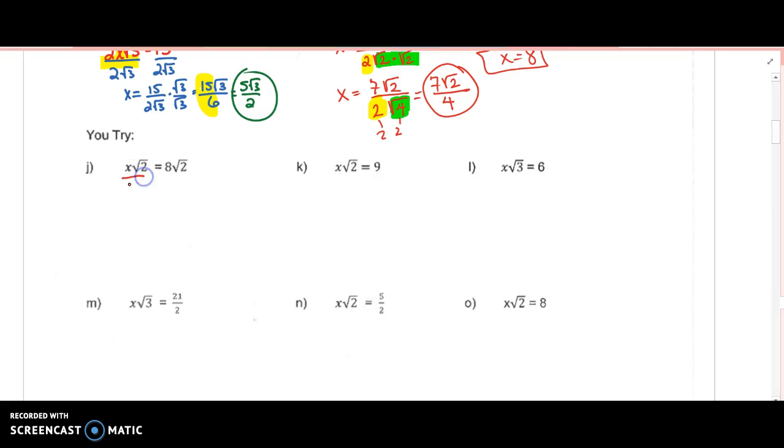Okay, so on part J, I hope you divided both sides by square root 2. These canceled out, so these canceled out, so you just got x equals 8. That's pretty not bad, right? Then on K, you divided by square root 2.